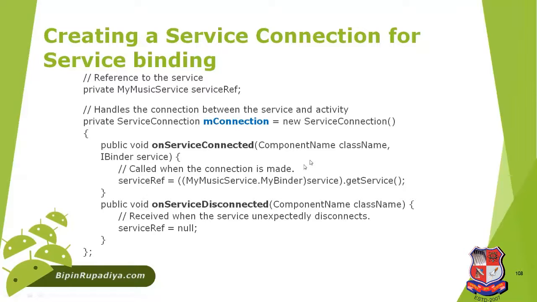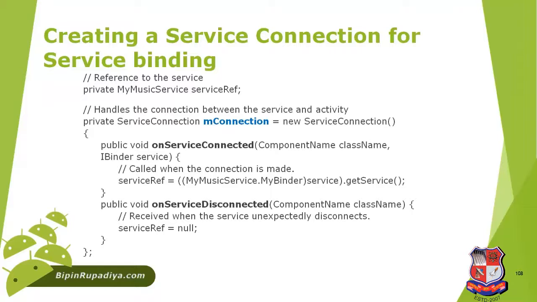You can just see the two bold texts, or you can say two methods: onServiceConnected and onServiceDisconnected. When the service is connected, we want to update the service reference, and when it is disconnected, we need to set it to null, so accidentally our app will not access that service reference. Now right here two parameters are there: ComponentName, that is the class name to which you want to bind, and the IBinder service, with the help of which you want to bind it.